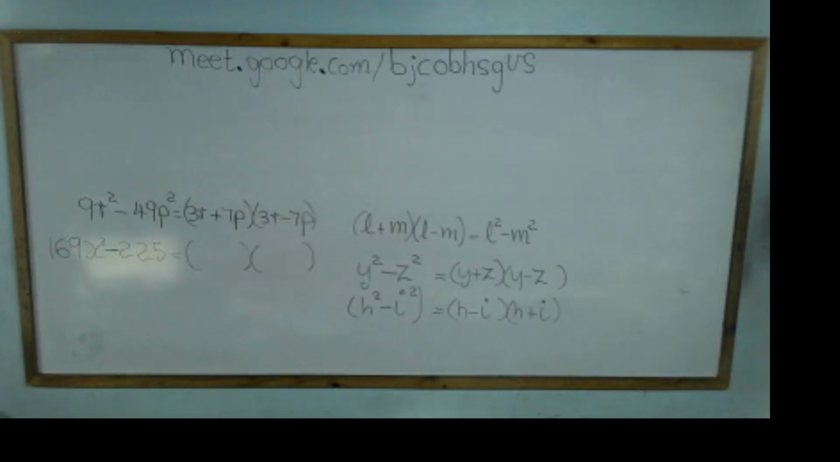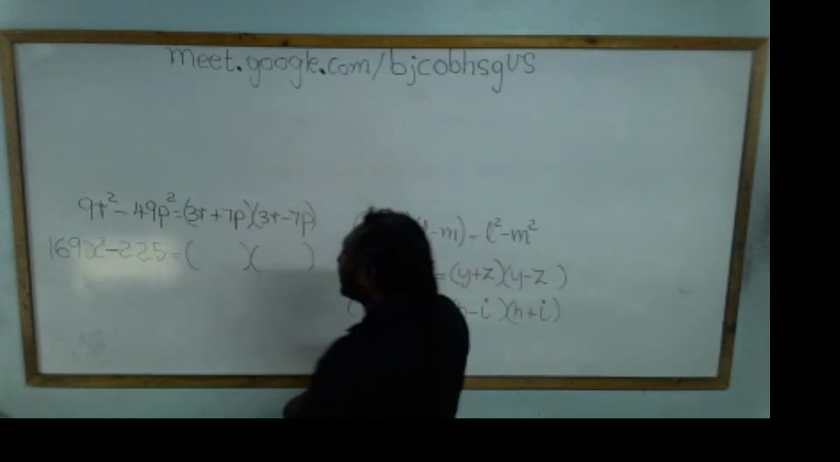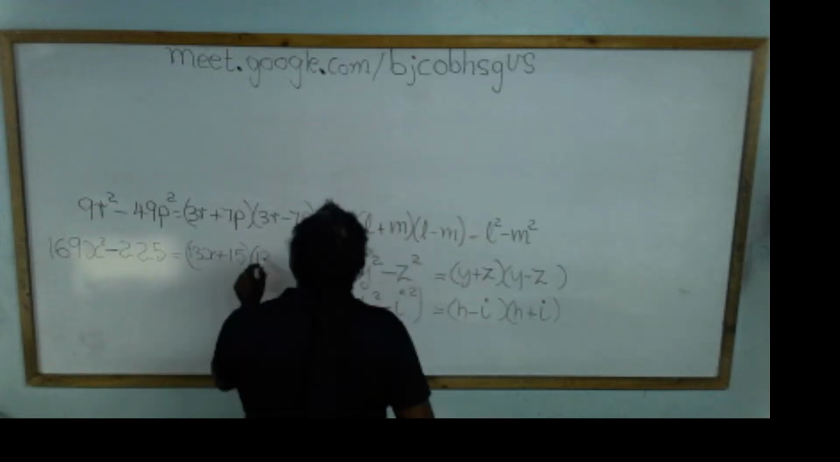So let's go. Let me see if the answers are on the board. 13x plus 15, 13x minus 15, exactly. Students, do not forget that you have to square the number. You found the square root of the 13, but you did not find the square root of 225. So, of course, it will be 13x plus 15, 13x minus 15. So what I'm going to do now, I'm going to put the entire exercise on the board, and you're going to work out every single one of them. Let's go.